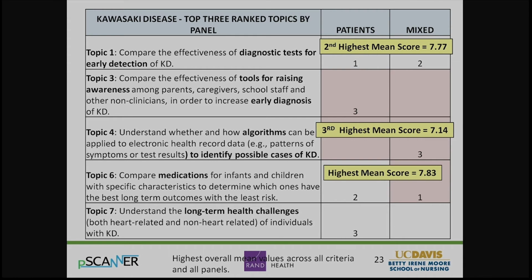I'll point out also that topic 7 here, again, was a potential observational study. I'm sorry, I looked at the wrong one. Topic 4 is the potential observational study. This is algorithms looking at EHR data to see if we could identify possible cases of Kawasaki disease. So that was another one that ended up being a high priority, but just not as high as the other 2.